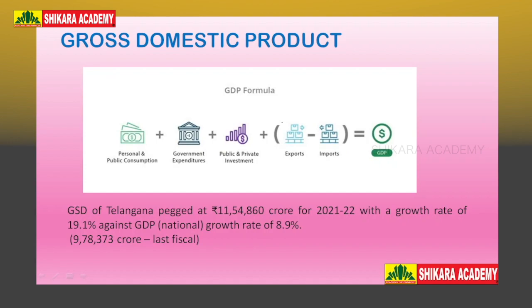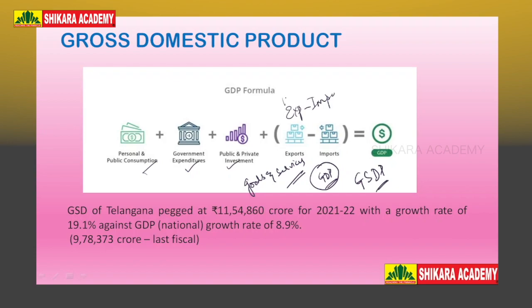Now, gross domestic product. What is gross domestic product? The total value of goods and services produced and sold within a territory is called gross domestic product. When GDP is calculated for states, it is called gross state domestic product. If we look at the figure here, the GDP consists of personal and public consumption, government expenditures, public and private investment plus net exports. Net exports means exports minus imports.